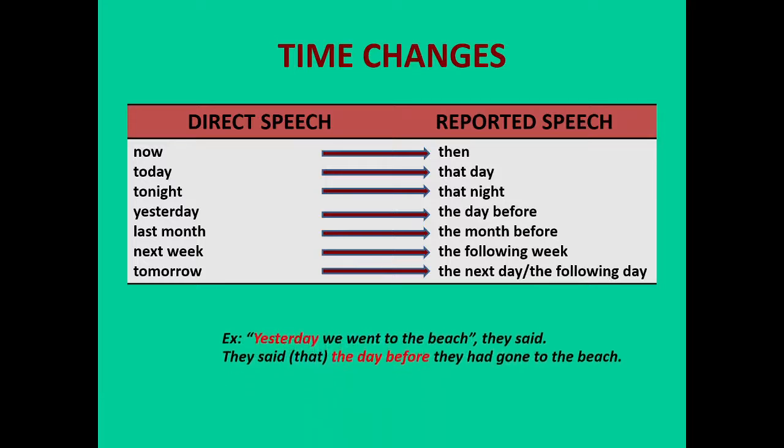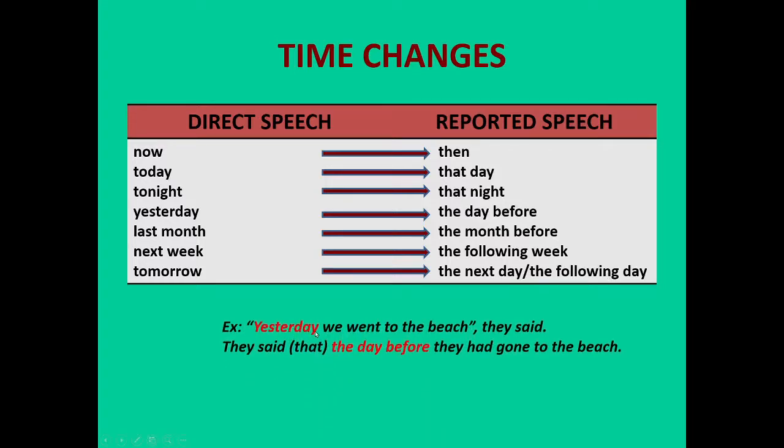For example, Yesterday we went to the beach, they said. So if we want to repeat it, they said that the day before they had gone to the beach. In this case, we changed yesterday into the day before, and went, simple past, into past perfect, had gone.